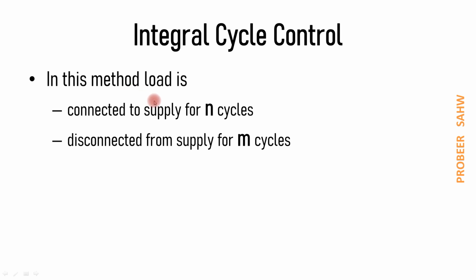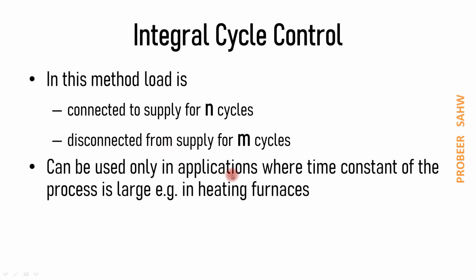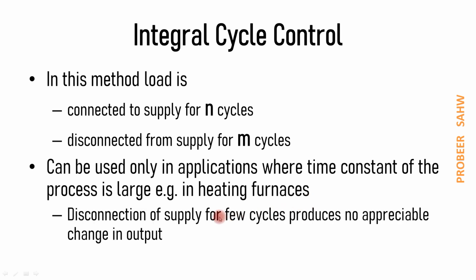Should disconnecting the load from the supply affect the output? It should not, if the application has a large time constant. So the integral cycle control strategy of AC voltage controllers can be used only in applications where the time constant is large. A simple example is heating furnaces, because disconnection of supply for a few cycles in such applications produces no appreciable change in output. In heating furnaces, heat is a slow process, so the time constant is large.